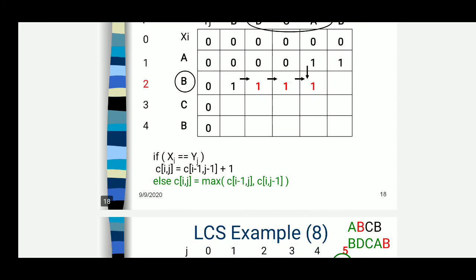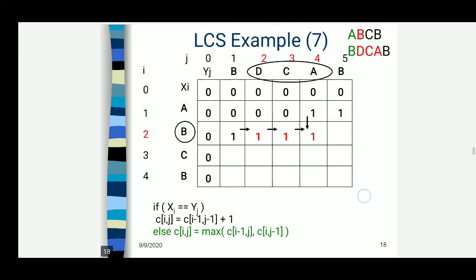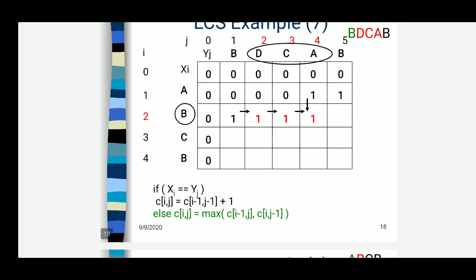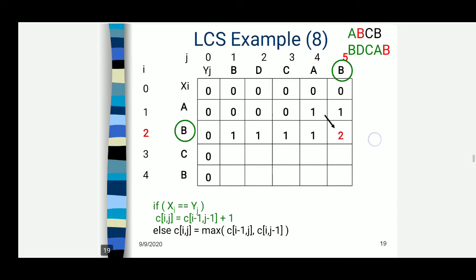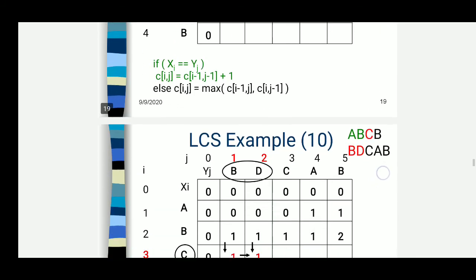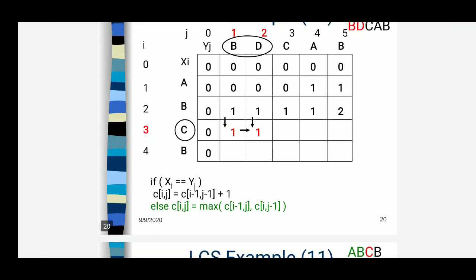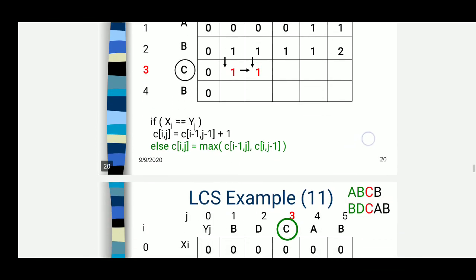Okay, so now C[2,4], no, sorry, C[2,5]. Now at C[2,5], character B is similar to character B. Now we will take the value from the immediate above diagonal, which is 1, and add 1 to that value. So 1 plus 1 will be 2 in C[2,5]. So C[2,5] will be 1 plus 1 is equal to 2. So this is how we fill the LCS matrix.